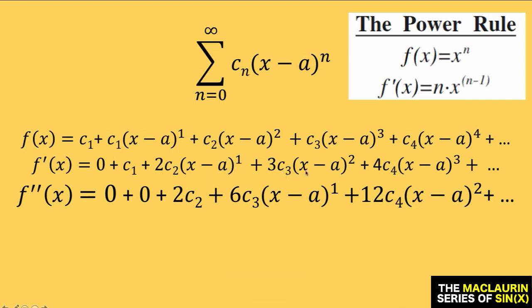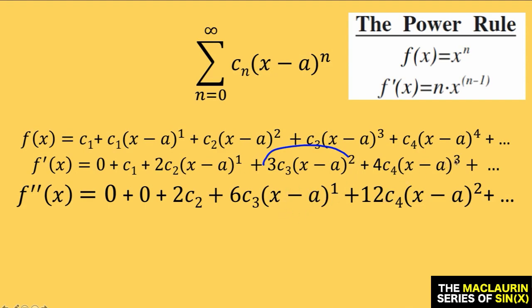And then for this part, we can put this exponent 2 to the front as factor. So you have 2 times 3 equals 6. Then c sub 3. And then subtract 1 from exponent 2 to get exponent 1. And then copy the base. And then get the derivative of the inside function, which is 1.